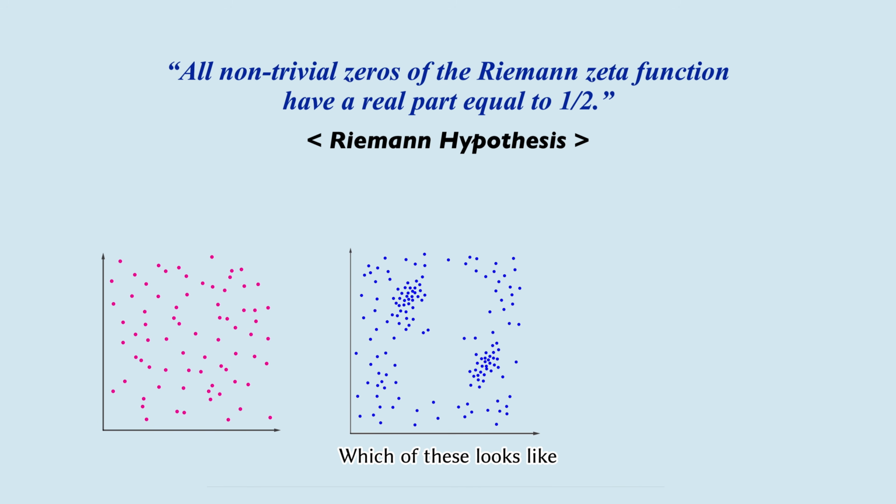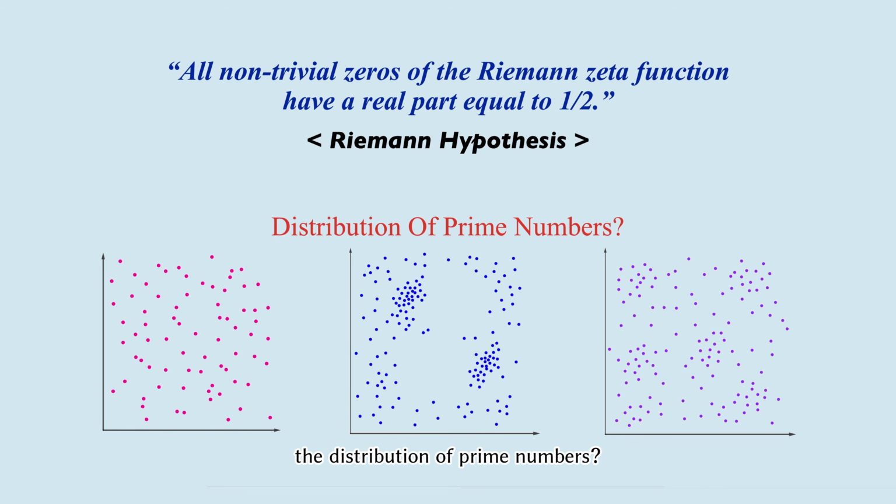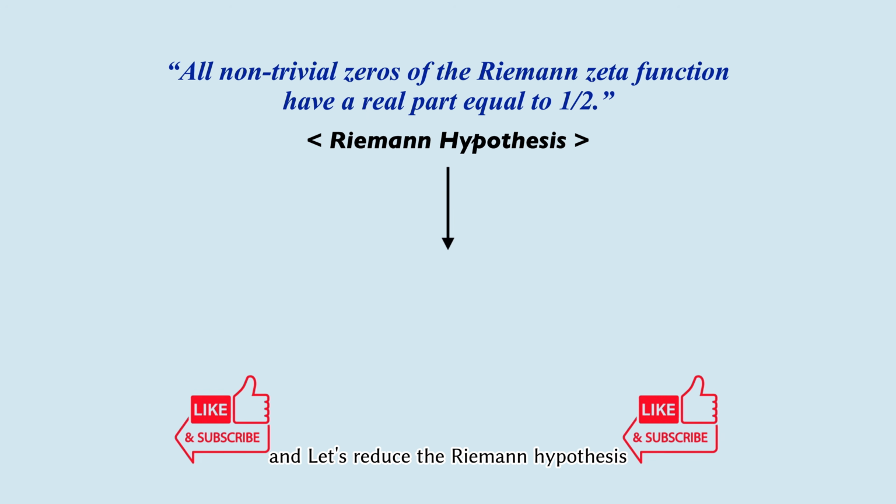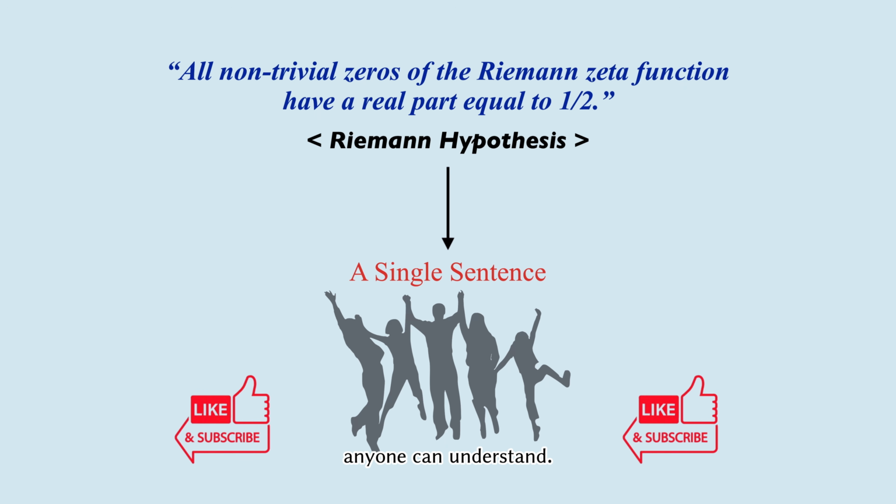Which of these looks like the distribution of prime numbers? That's it. Let me show you what it's really saying. And let's reduce the Riemann hypothesis to a single sentence anyone can understand.